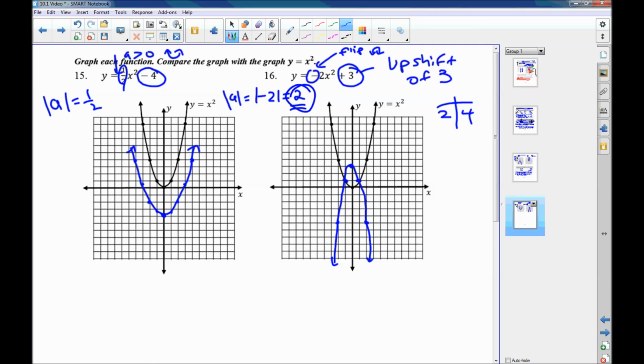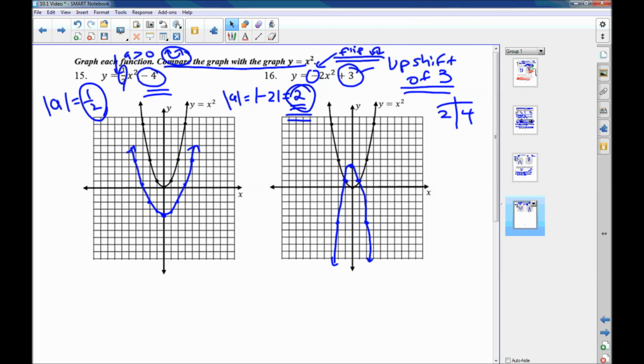In both of these, it said compare the graph with y equals x squared. So this is what we're talking about. This graph is going to open upward, same as y equals x squared, and it's only going to open half as much, and it's going to be shifted down 4. For number 16, we're going to shift it up 3 from the original. It's going to flip upside down because of the negative, and it's going to go down twice as fast because of the absolute value of a. So that's what it means by compare with the graph of y equals x squared.